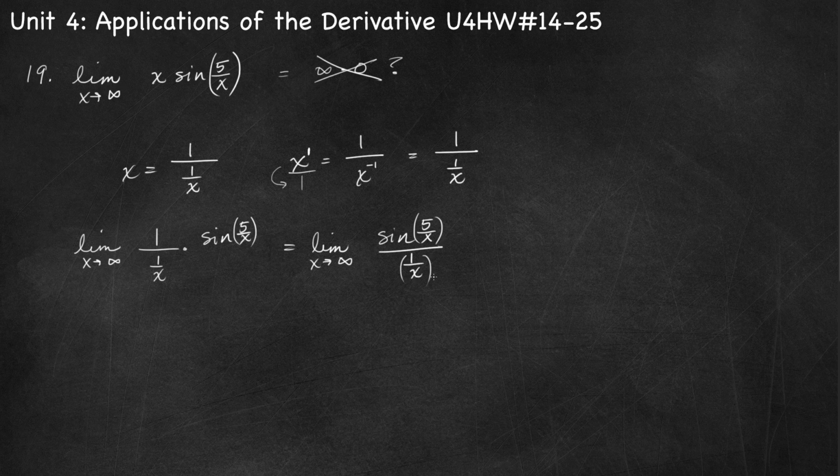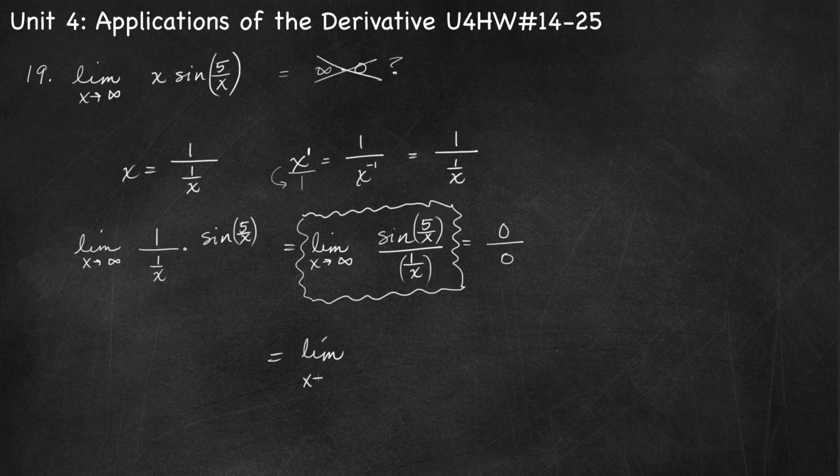The reason I've written it like this is because now substitution gives, when x is an infinitely large number, 5 over an infinitely large number is approaching 0. The sine of 0 is 0. And in my denominator, 1 over an infinitely large value is approaching 0. So now I have 0 over 0, and in this form, I can use L'Hopital's rule. So we're going to apply L'Hopital's rule to this limit right here.